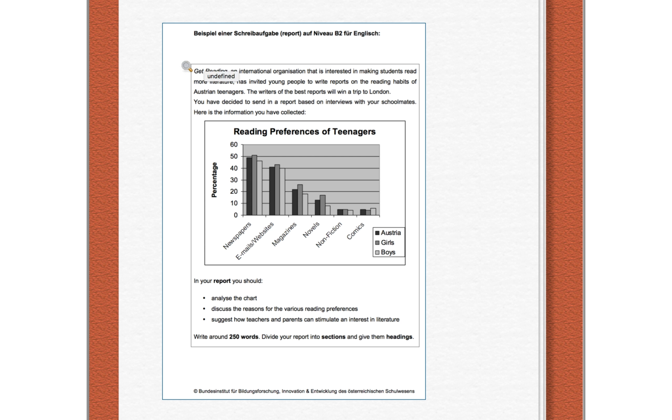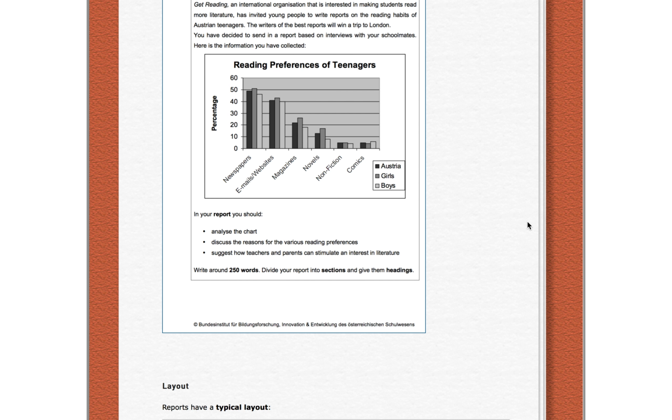So it's very important to note that up here in the beginning, there's always the situation, like who you are writing the report for, and it's very important that you keep in mind who you are throughout writing the report. And then it usually tells you in the form of bullet points what the report has to include. As you can see here, in your report you should analyze the chart, discuss the reasons for the various reading preferences, and suggest how teachers and parents can stimulate an interest in literature. So there are 3 points you have to cover, and it's very important that you stick to these 3 points.